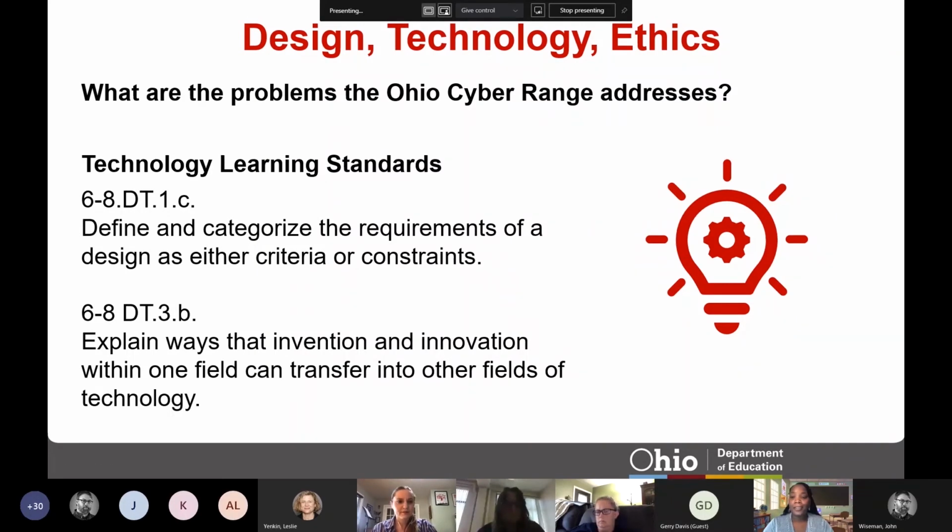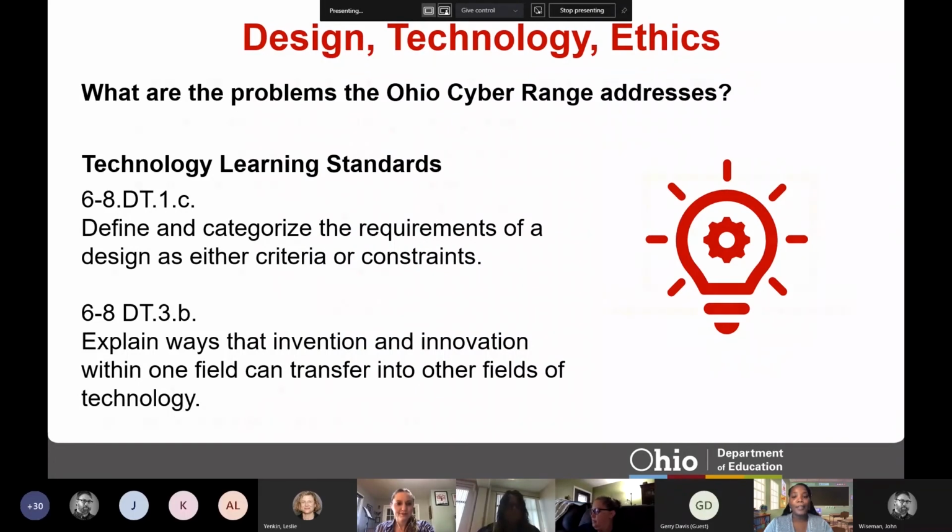For DT1C, users of the cyber range can look at the design of a problem and see the criteria, which are the requirements for the design to be successful, and the constraints, which are the limitations on the design, such as materials, time, or budget, to determine how to solve it. For DT3B, users can explain ways that invention and innovation within one field, such as cybersecurity concerns, can transfer into other fields of technology, such as the Cyber Range Sandbox, to provide a safe place for you to practice those skills.